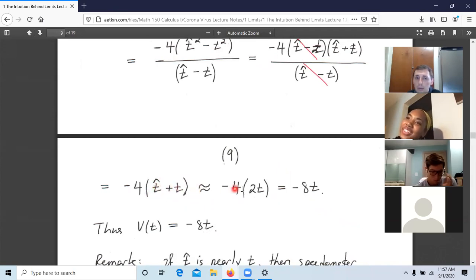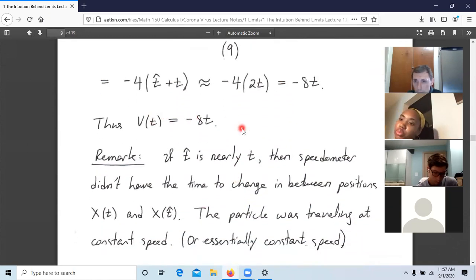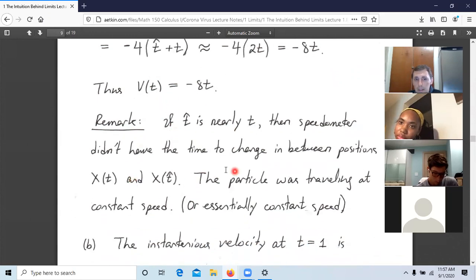And then, because t hat is so similar to t, I no longer have the t hat. I now see that it's 2t, and that's why I have minus 8t. So my prediction is that the velocity is always minus 8 multiplied by the time. Got it? So you understand what I reasoned, right? That's the remark here, as I've mentioned a few times. In particular, the instantaneous velocity, what the speedometer is pointing at, at t equal to 1, is minus 8 times 1, which is minus 8.